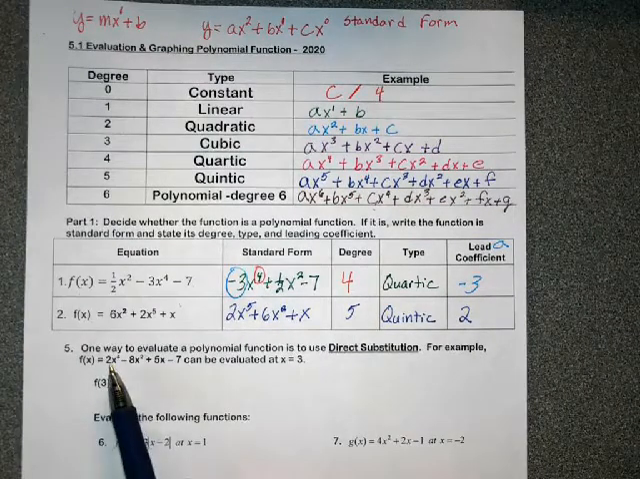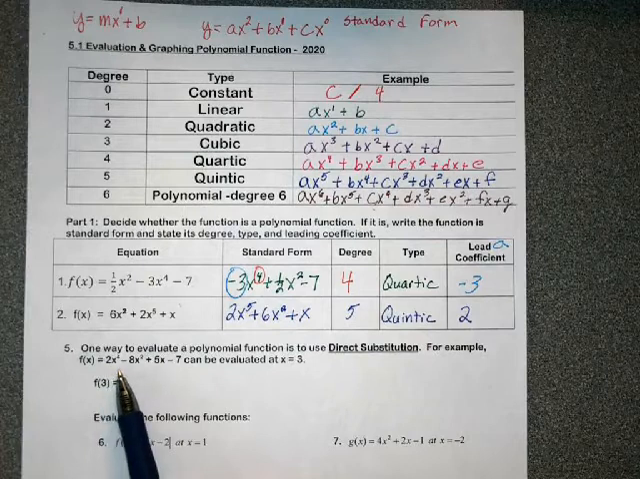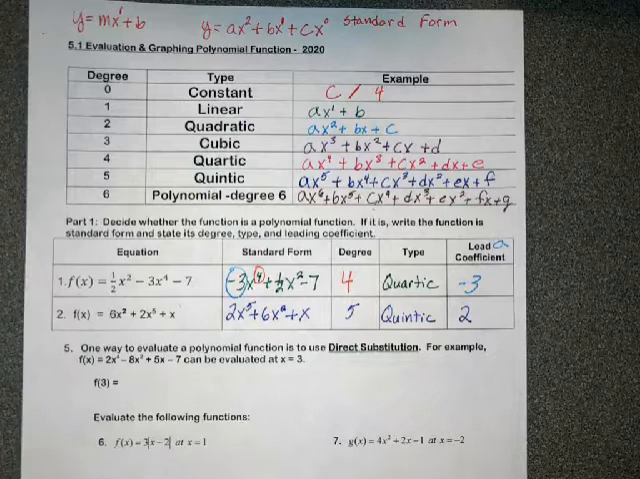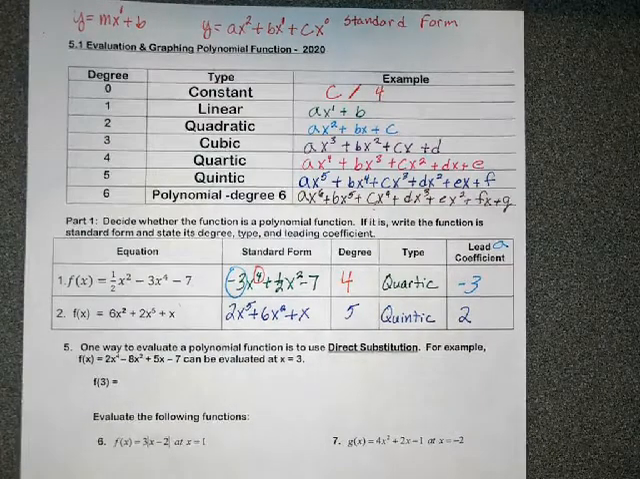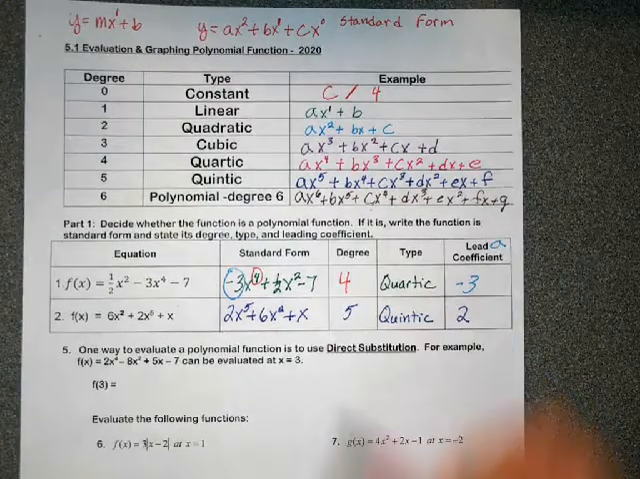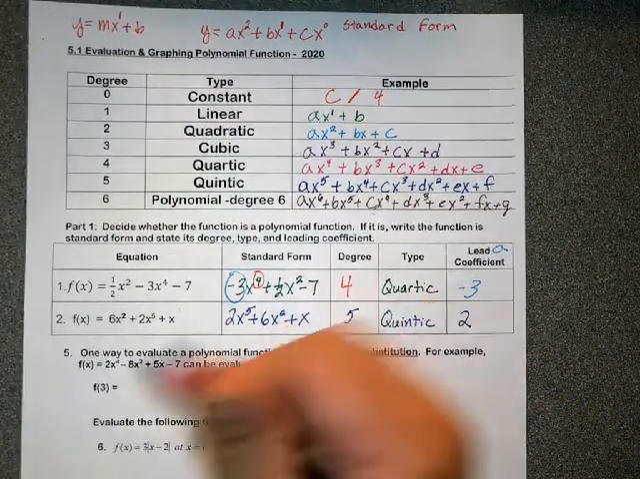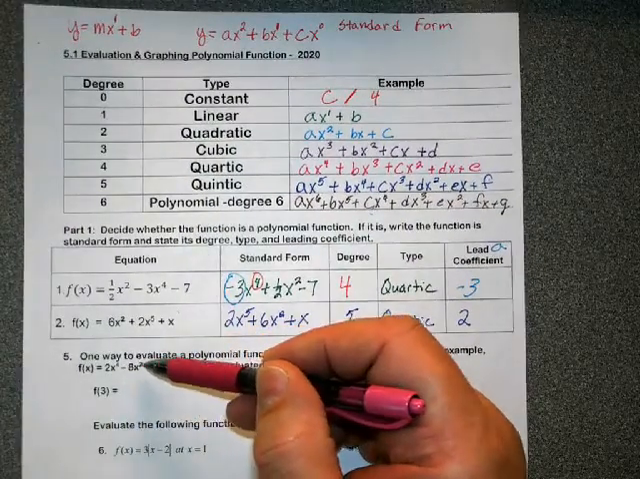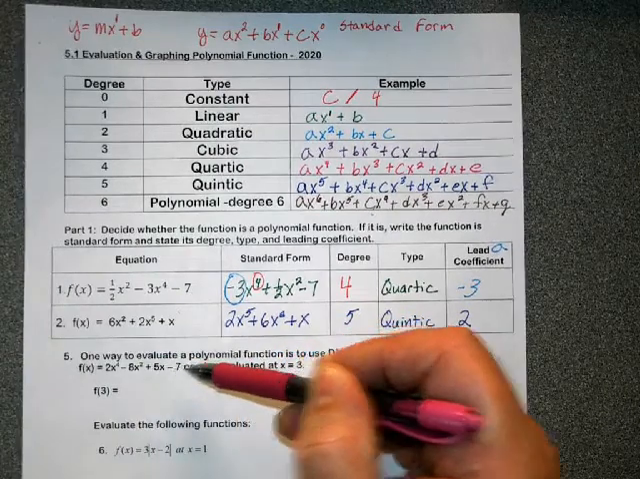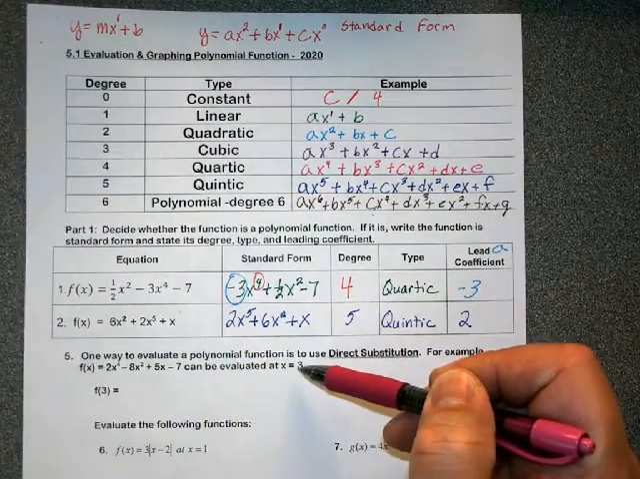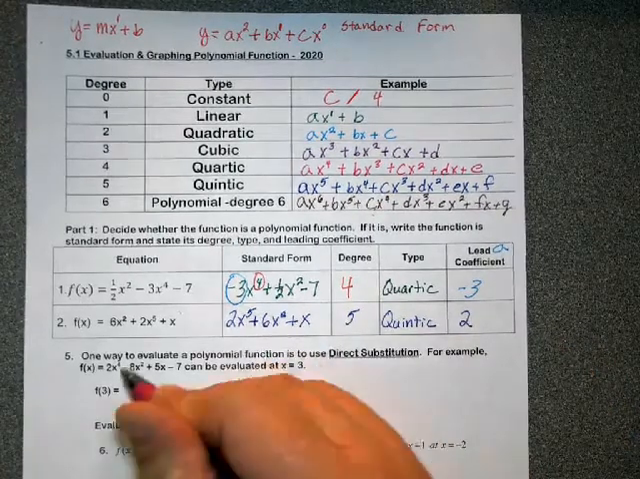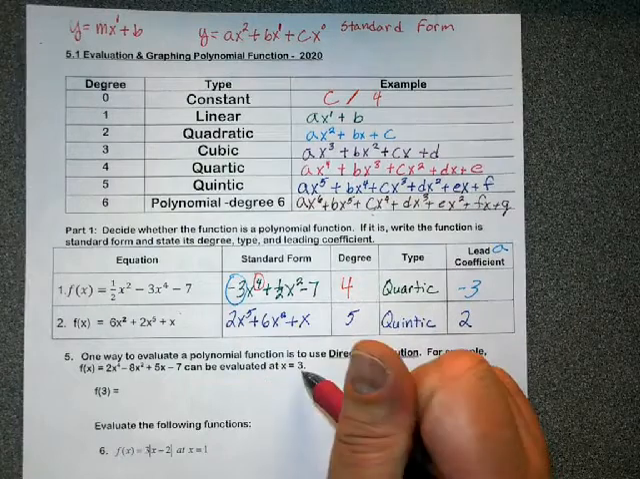We did this when we were doing composite of functions, function notation, and the operations of functions. We just substituted in values for our x. So here's our function: f of x equals 2x to the 4th minus 8x squared plus 5x minus 7. They want us to substitute in 3 for x. Question? Yes. Okay, so everywhere I see an x, I'm going to substitute in the value 3.